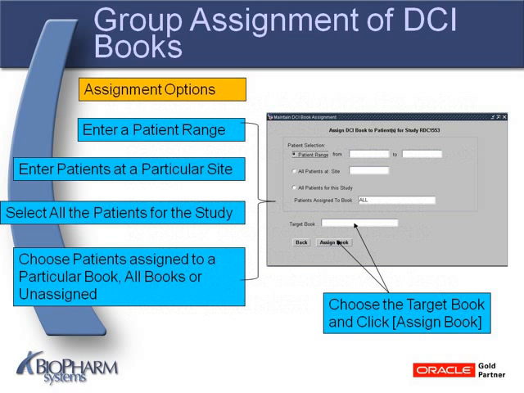Now, our options here for assigning are either to enter a range of patients, to assign to a particular book patients at a particular site that you designate, or you could select all the patients in the study. Now, this can be used for an assignment or a reassignment of a DCI book. You'll say what the target book is, meaning the one you want to assign, and you click the Assign Book button. This would assign your block of patients to that particular DCI book.